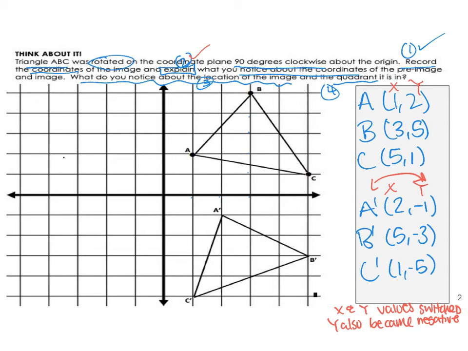What do you notice about the location? Well, it was in quadrant 1, and now it's in quadrant 4. That's really all I notice about the location. So I had a 90-degree clockwise. Clockwise goes this way, the same way a clock moves. So it started in quadrant 1 and it moved to quadrant 4. My x's and y's switched places and my y's became negative. That's everything we should have noticed in this think about it.